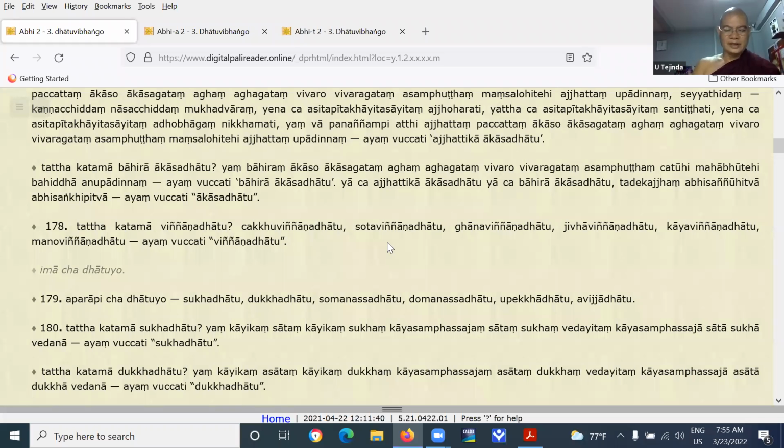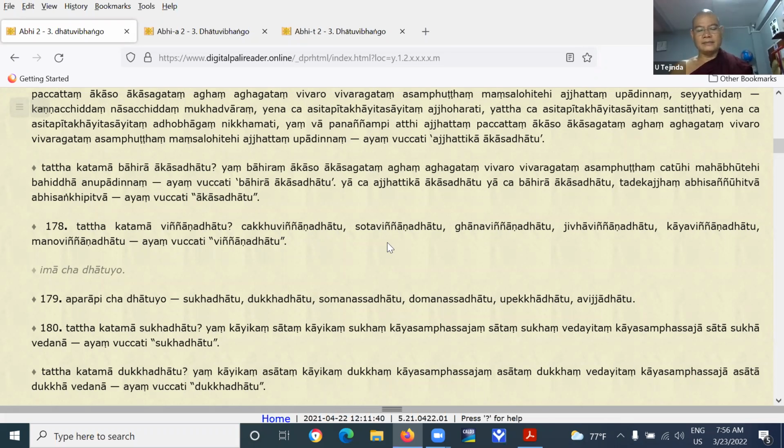So for the Manovinyana dhatu, we have Pathavi dhatu, Apo dhatu, Tejo dhatu, Vayo dhatu, Agasa dhatu. These dhatu will be included. Chakku vinyana dhatu, Chakku dhatu, Rupa dhatu, because in a Rupa dhatu there are also 4 elements. Soda dhatu, Kana dhatu, Gandha dhatu, Jiva dhatu, Rasa dhatu, Kaya dhatu, Potthabba dhatu. All those dhatu, you see, these 4 elements will be included in all those.